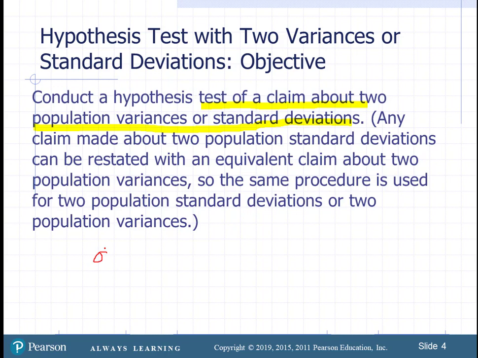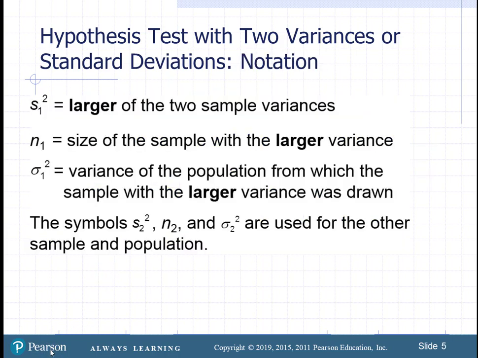Okay? And just remember that our variance, which is sigma squared, is our standard deviation squared. So that's for the population. So that's our parameter. And remember, our statistic will be s for the standard deviation and s squared for the variance. So we always take population 1 to have the larger of the variances. And so we're going to look at the sample variance, the sample size, and the population variance. And then we use the same symbols for that second sample.